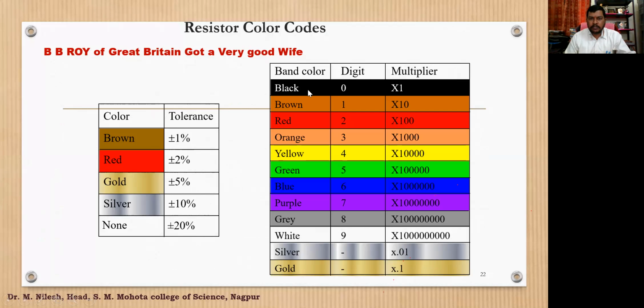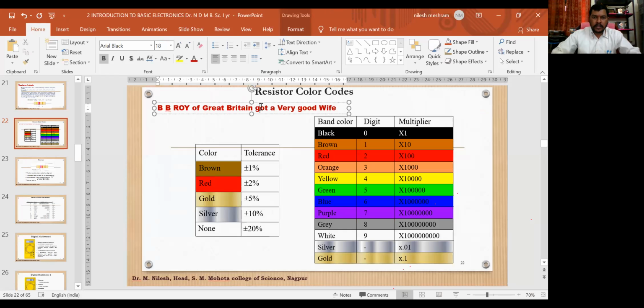So this B stands for black, this B stands for brown, R stands for red, O stands for orange, Y stands for yellow, G stands for green, B stands for blue. We don't have purple as such. Then we have gray, then violet. Yes, violet is there. I guess this G is not capital. This G is capital. Yes, so it's there.